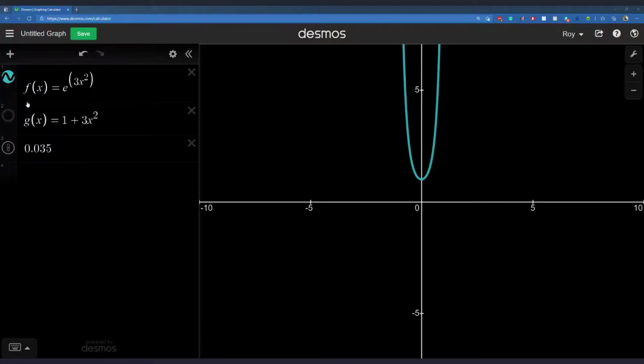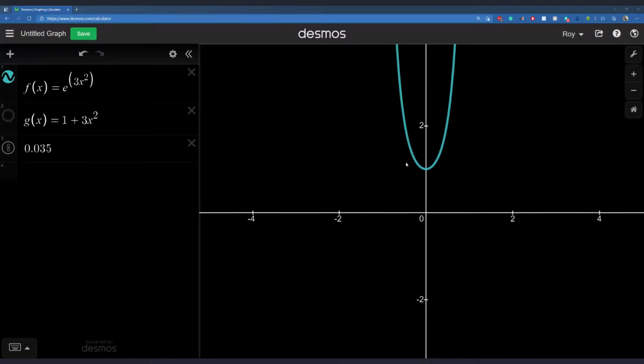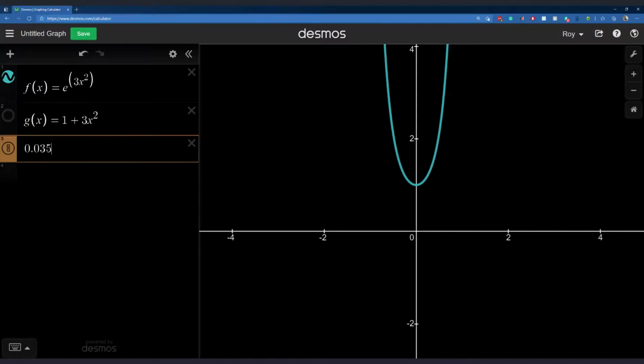So we're over here in Desmos. I already typed in f of x equals e to the 3x squared. That's our base function that we're concerned with. And then I also typed in g of x, which is equal to our second degree Taylor polynomial expansion. Even though they said third degree, we were kind of forced to only do a second degree Taylor polynomial expansion. And I'm going to zoom in here. I also typed in our computed error bound from Taylor's inequality, 0.035 roughly.